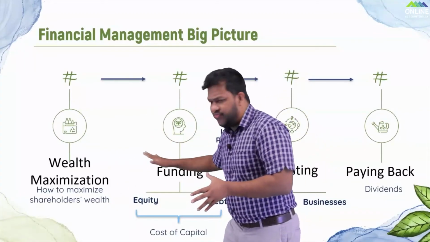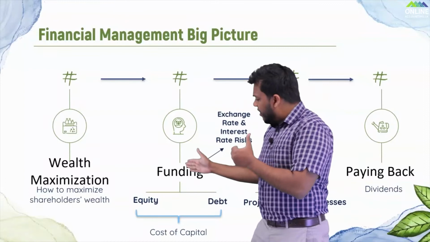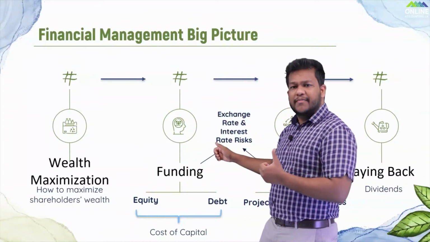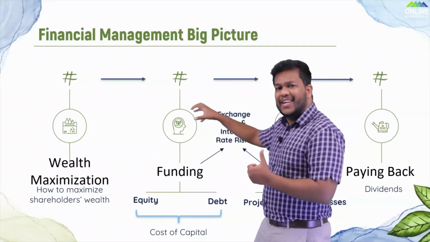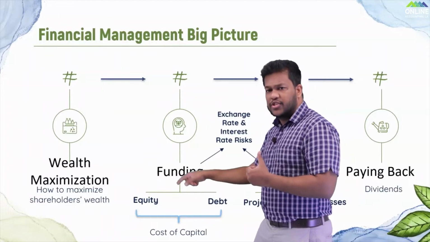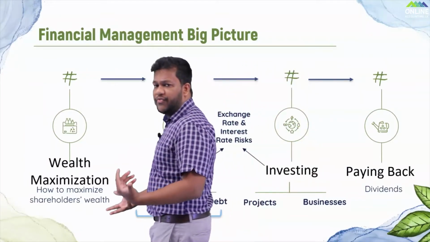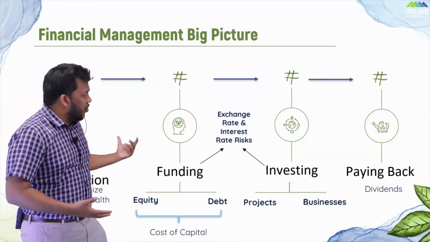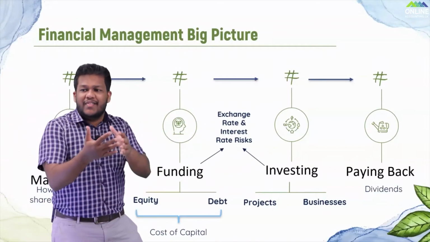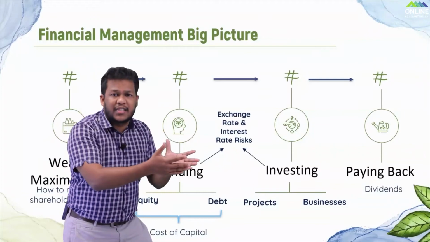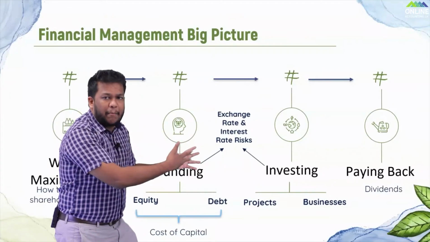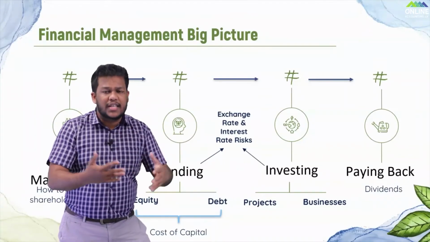First of all, you need to fund. You can fund either from equity or debt. Once you fund from equity and debt, there is a cost. That is the cost of capital, either a cost of equity or a cost of debt. Once you fund, you invest. You can invest in projects or businesses. You may have investment appraisals, business valuations.